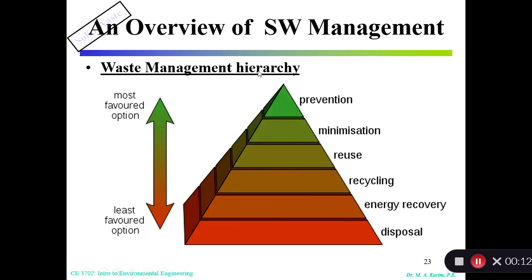So, the waste management hierarchy. Basically this is least favorite and most favorite. Prevention is the best option, then minimize, then reuse, recycle, energy recovery, and disposal. So these are basically the ways that we do the hierarchy of waste management.